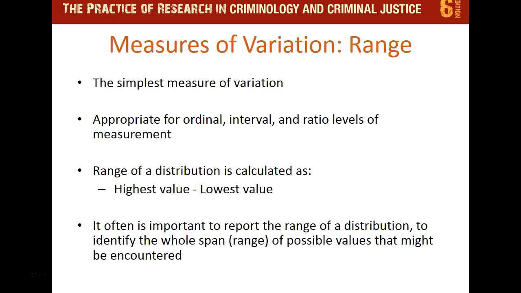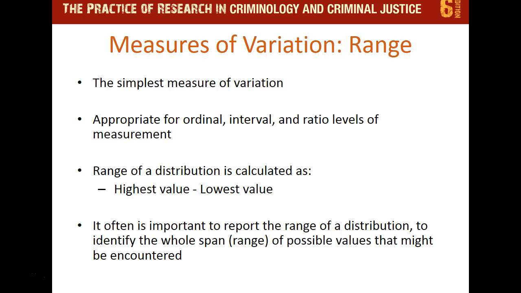So the simplest is our range. This is appropriate for ordinal, interval, and ratio levels of measurement. The range of a distribution is calculated as you take your highest level, subtract your lowest level, and that will give you your whole range of scores. Let's say you start at 10 and you go to 30. Your range is going to be 20, between the 10 and the 30, excuse me.